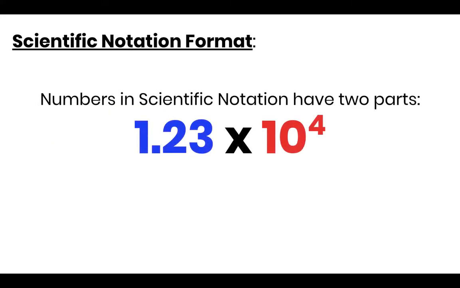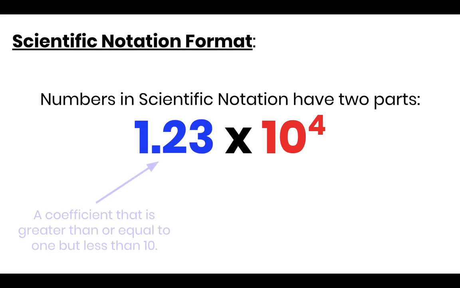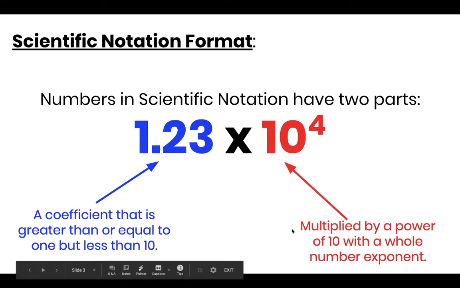Scientific notation. Numbers in scientific notation have two parts. We have the coefficient. The coefficient is greater than or equal to 1 but less than 10. And then we multiply by a power of 10 with a whole number exponent.